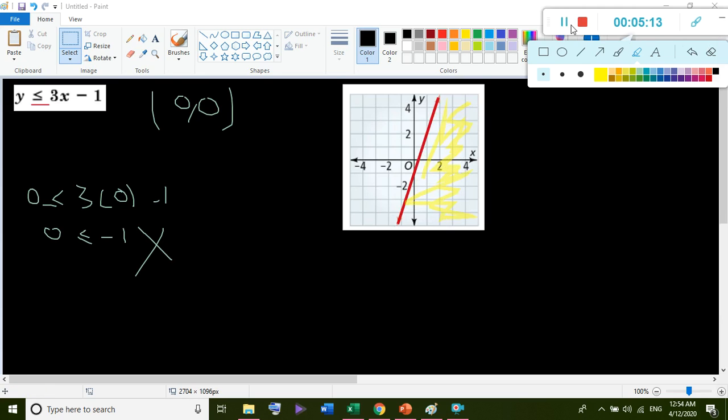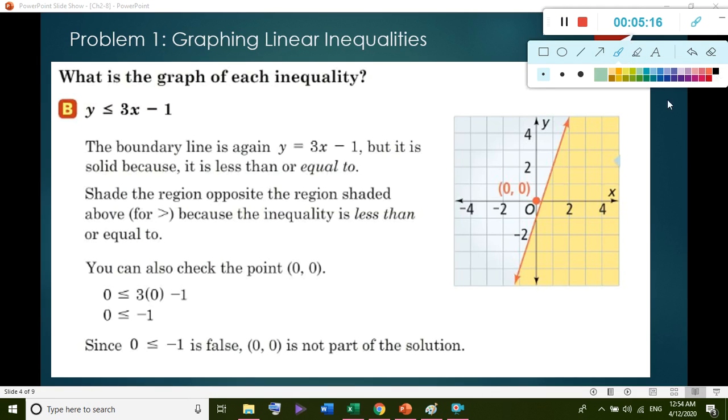Now let's check the solution. Here, we substituted 0 and 0. Since 0 is less than or equal to -1 is false, 0, 0 is not part of the solution. So we're going to go to the other half to shade it.